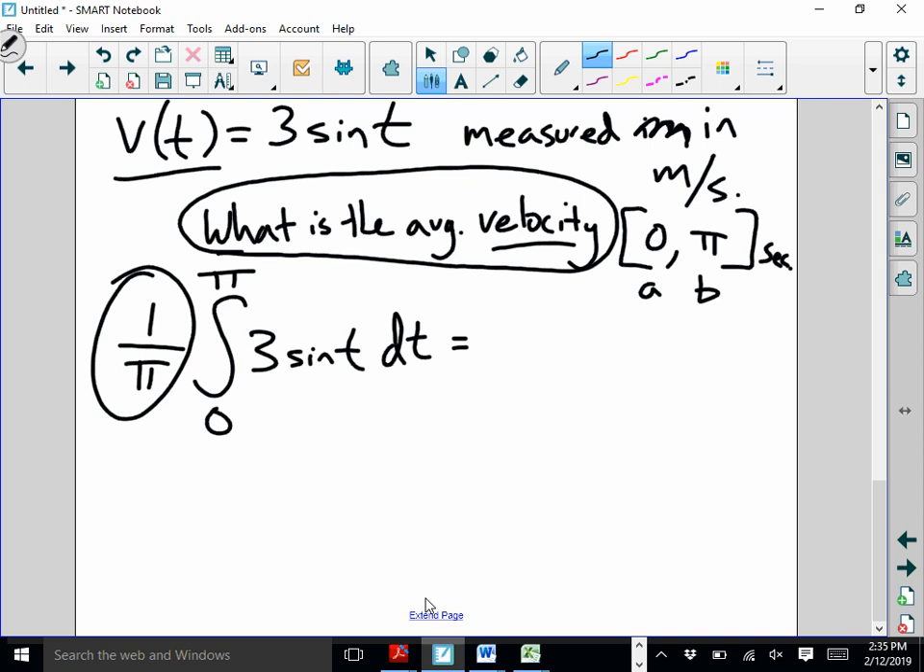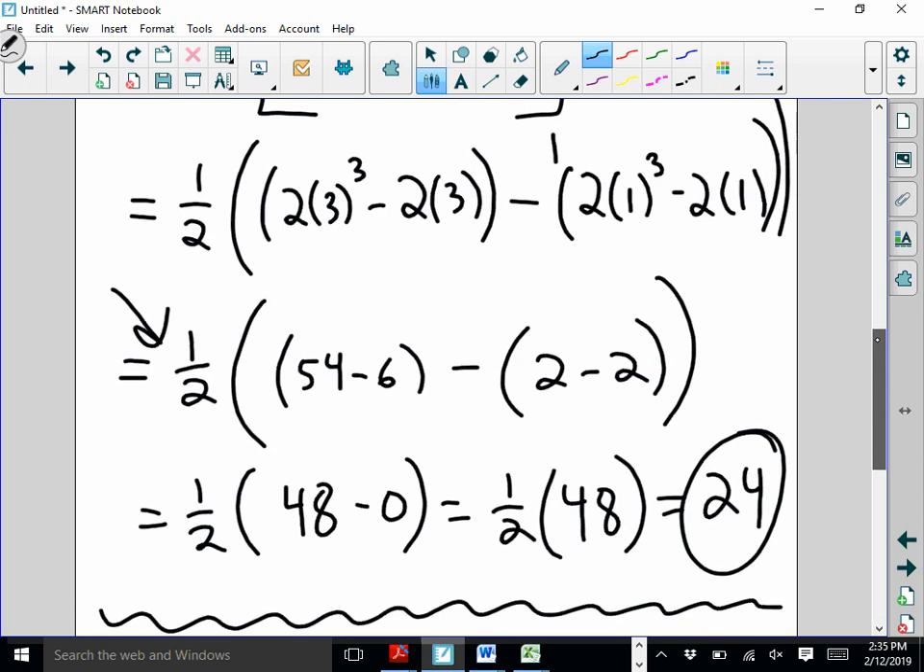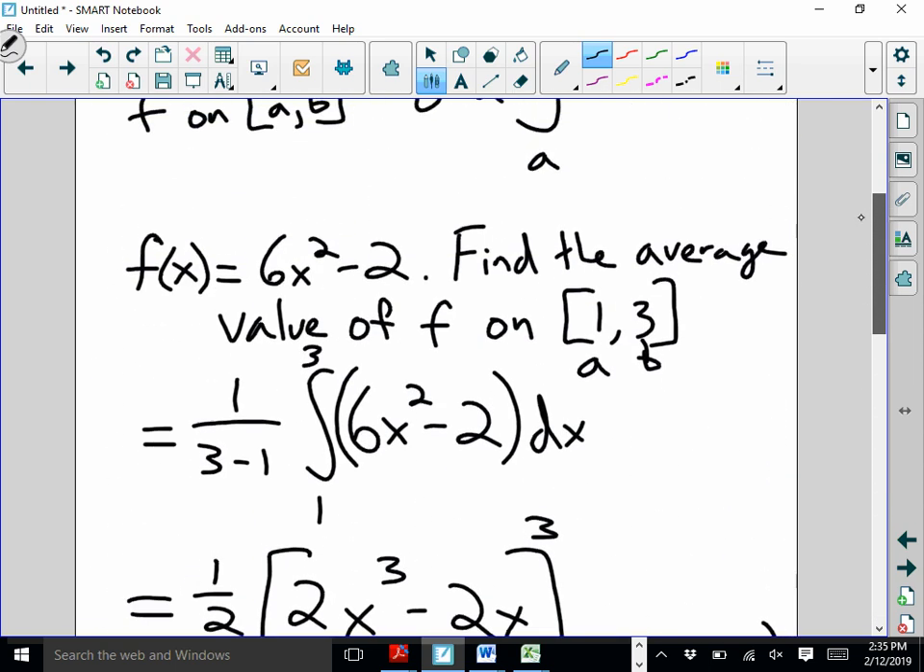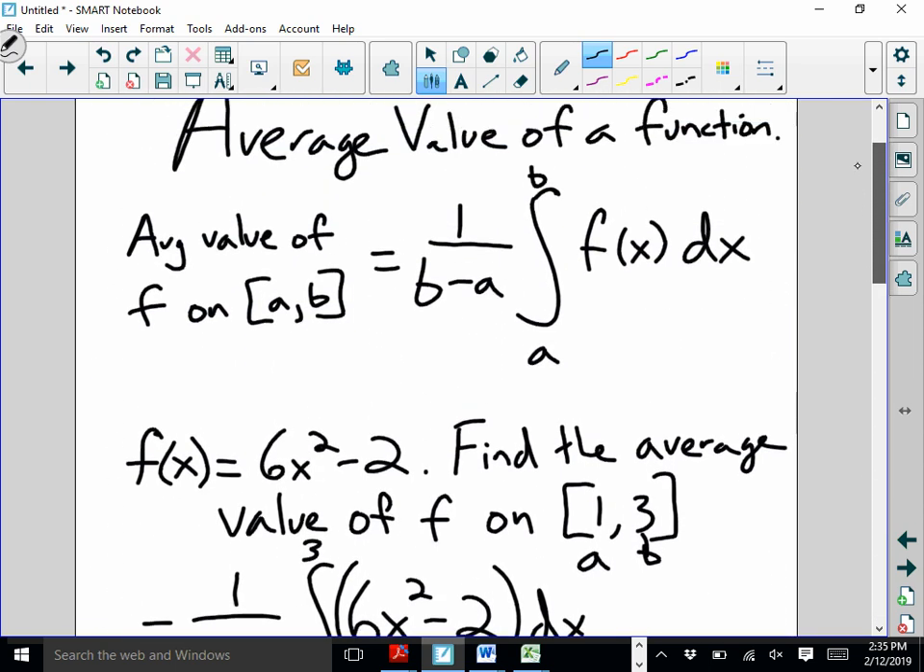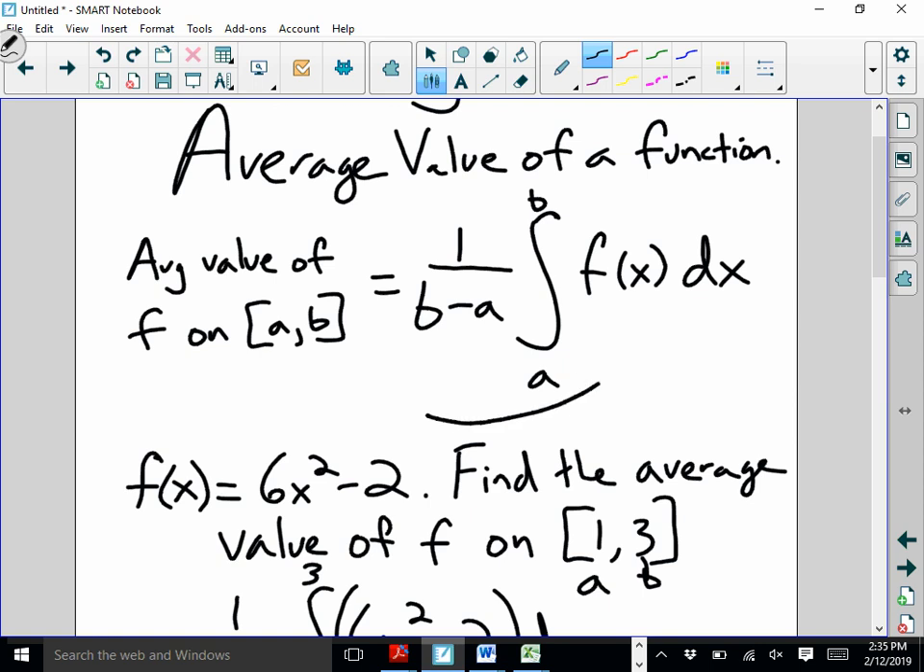So for the average value, the unit here is always the same unit of f. So we end up not changing units from what our original function was. Okay, that's kind of a shortcut.